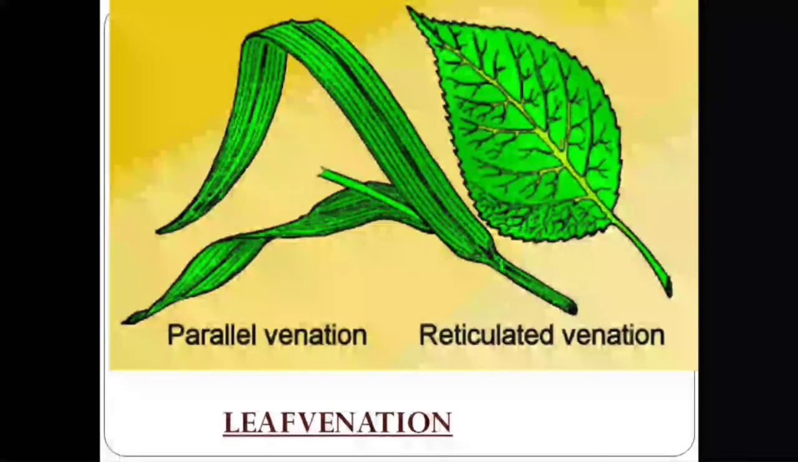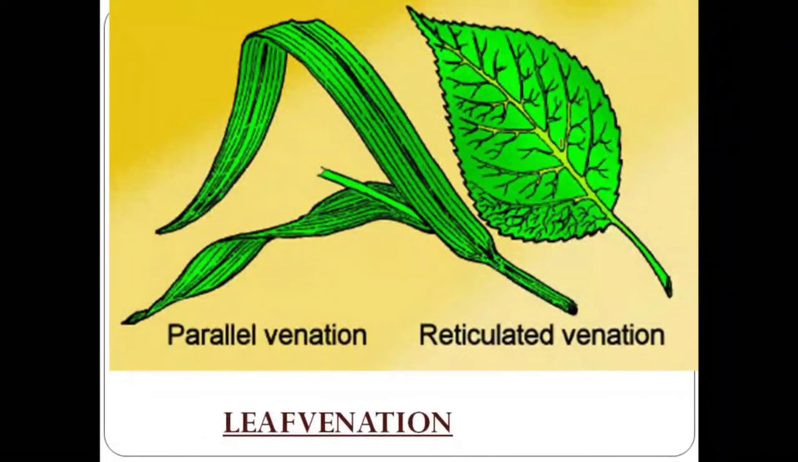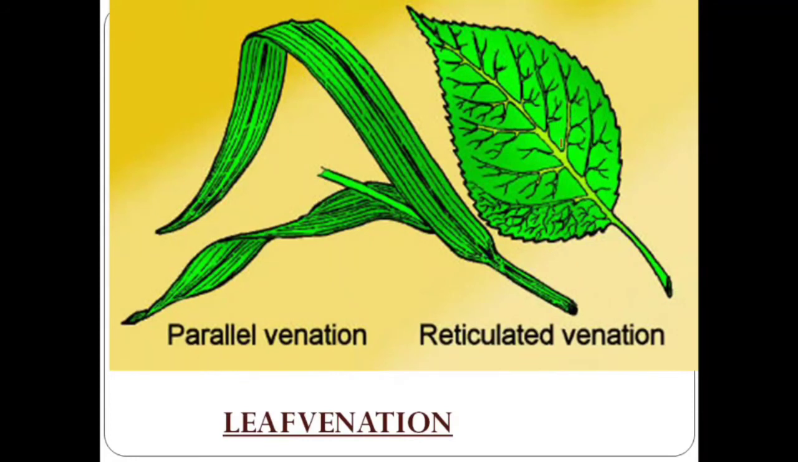Next, let's go through leaf venation. What is the meaning of leaf venation? Leaf venation is very simple. One definition is: the mode of arrangement of veinlets that all together form a structure in the lamina, we call a leaf venation. Again, leaf venation is mainly divided into two types. One is called parallel venation, and the other is reticulate venation.